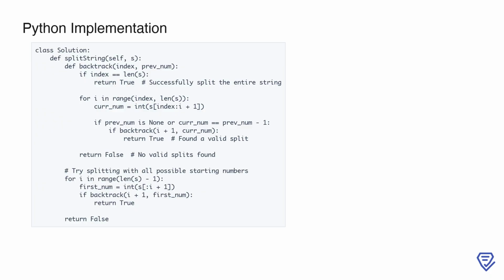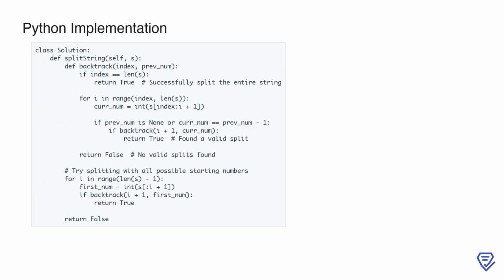The base case for the recursion is when index reaches the end of the string, indicating that the entire string has been successfully split into valid numbers. If this happens, we return true. Inside the backtrack function, we iterate from index to the end of the string, extracting substrings and converting them to integers, cur_number. If prev_number is none, for the first number in the sequence, or cur_number matches the condition of being exactly one less than prev_number, we recursively call backtrack with the updated index and cur_number. If any recursive call returns true, we propagate this result back up the call chain.